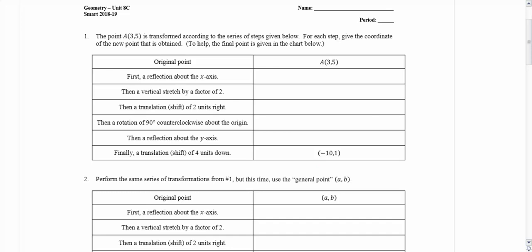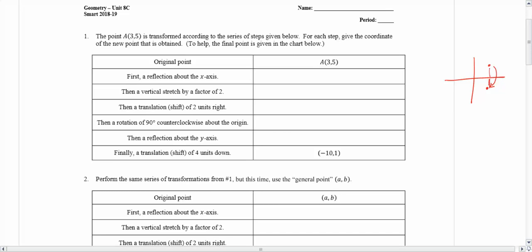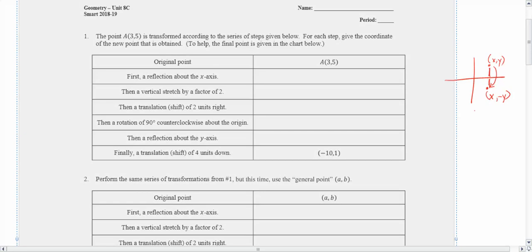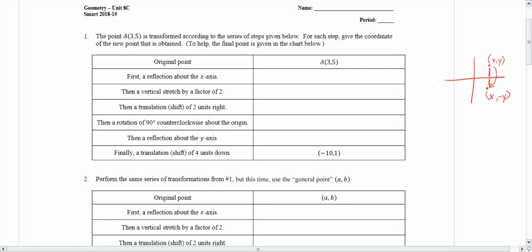So let's see. First, we're going to reflect it around the x-axis. Remember, if you're going to reflect a point across the x-axis, then the x value stays the same, but the y value changes sign. So if this was x,y, this point down here becomes x, negative y because it's below now. So this point becomes 3, negative 5.